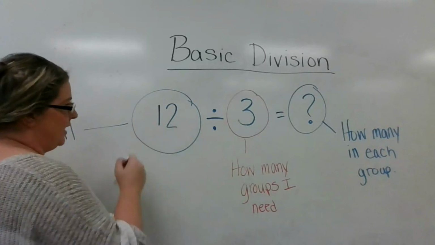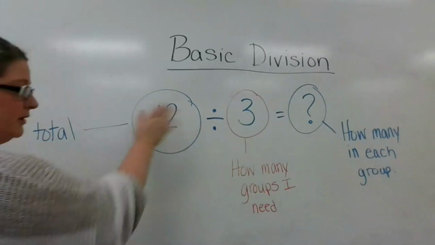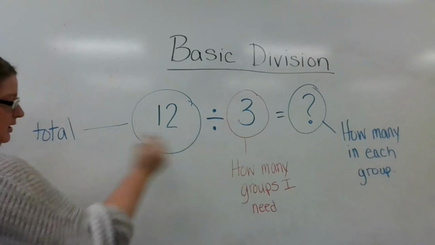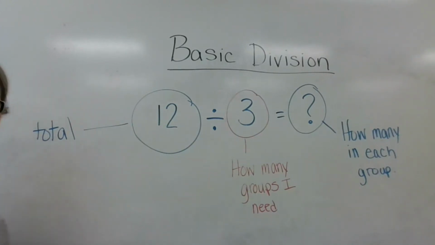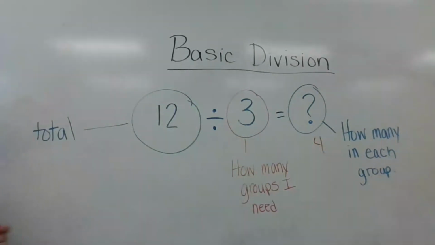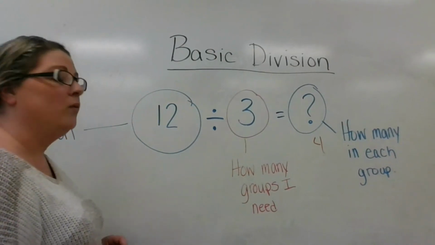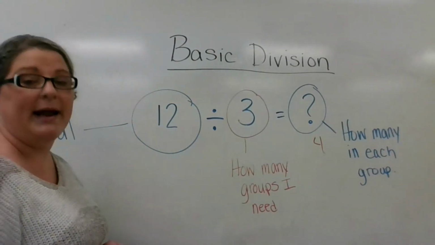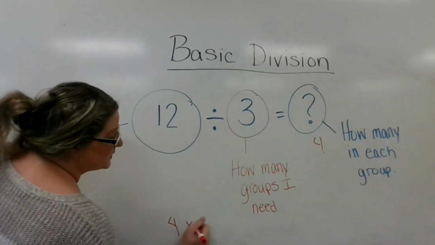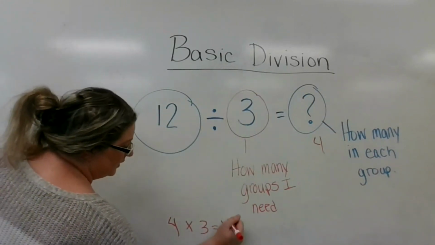Once you count off your 3 groups, you can put your number 12 in there, 1, 2, 3, 4, 5, 6, 7, 8, 9, 10, 11, 12. We'll find out how many are in each group. Well, it's going to be 4. There's 4 in each group, right? So when we do that, we can just check. We are able to check our work by saying backwards, 4 times 3 equals 12.